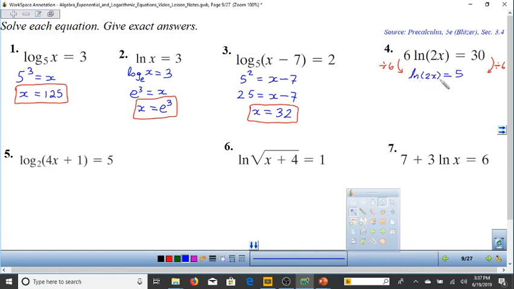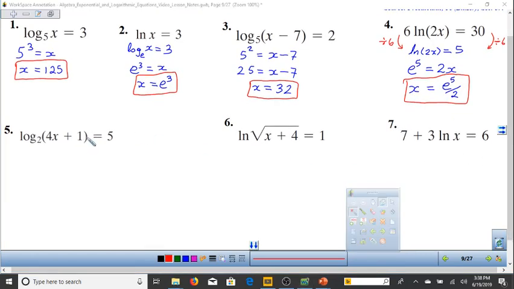Then I will rewrite this in exponential form. Since this is log base e, I write that as e to the 5, and that's equal to 2x. And then I just divide both sides by 2. So the answer is e to the 5 over 2, or half e to the 5. And there we have it. And again, you can always check that. I'll leave you to check that answer. You can use a calculator as well.